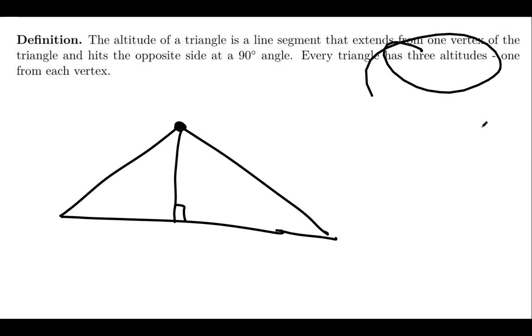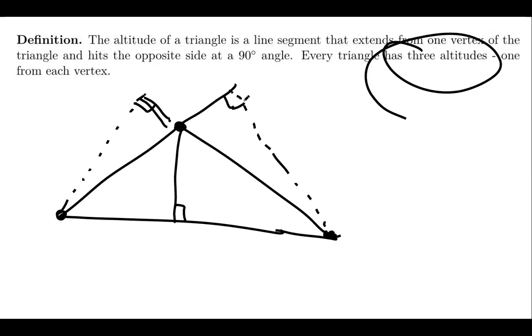So every triangle has 3 altitudes, one from each vertex. And sometimes these altitudes can be outside of the triangle itself. So for example, if you look at this vertex, its altitude is going to be like this. And same for this vertex, its altitude might come out like that at a 90-degree angle.